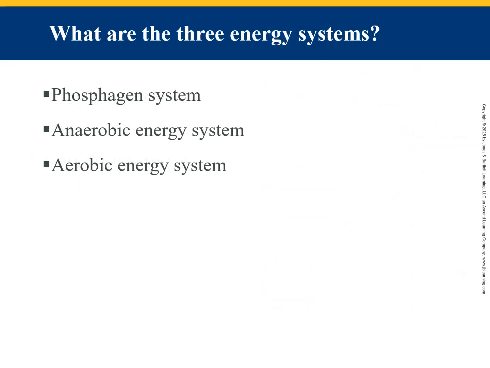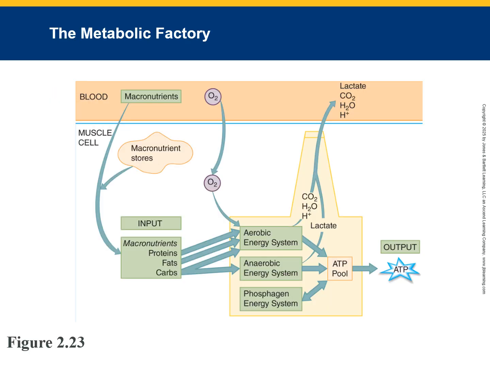Three energy systems are the phosphagen, anaerobic, and aerobic energy system. Let's look at those three systems a little bit more carefully. Figure 2.23 demonstrates how the macronutrients are feeding into the energy system. The macronutrients are obtained through digestion, as was discussed in the first part of this chapter.